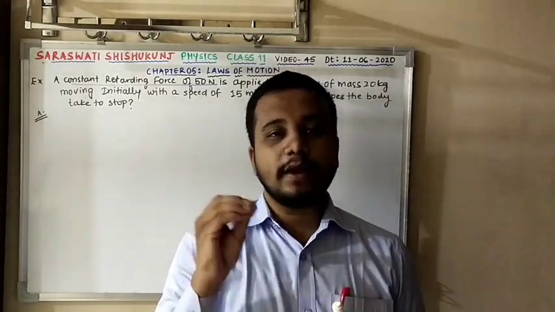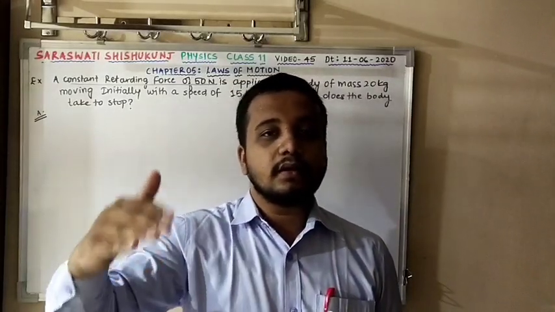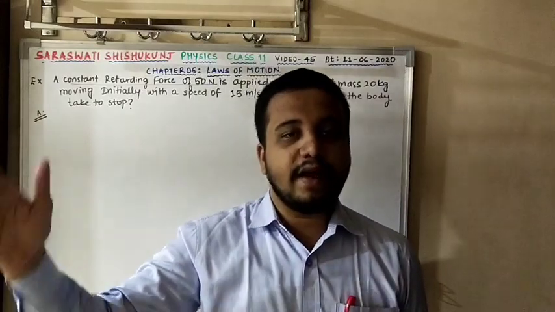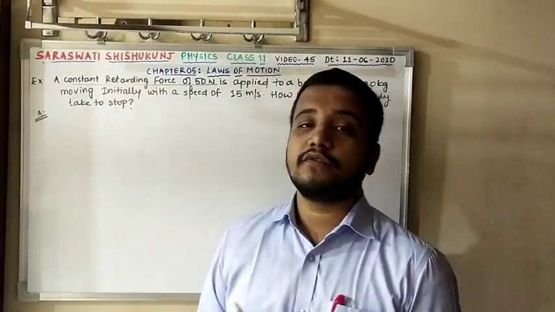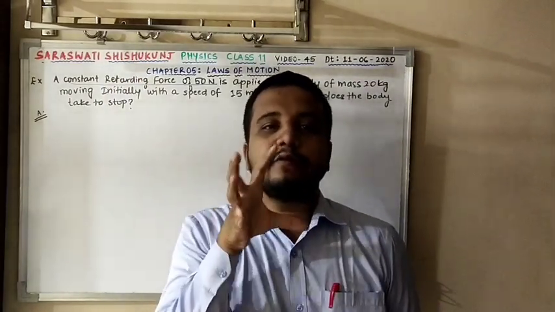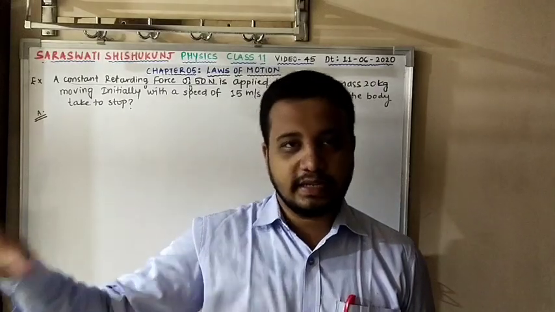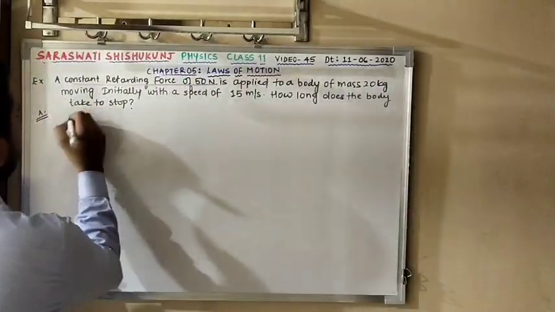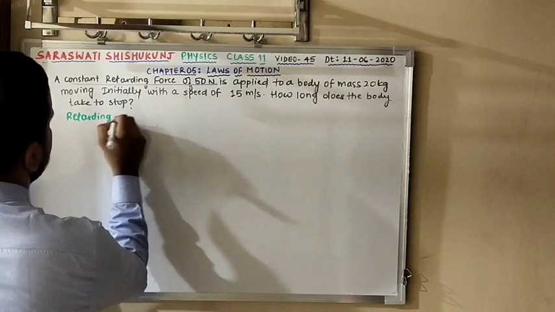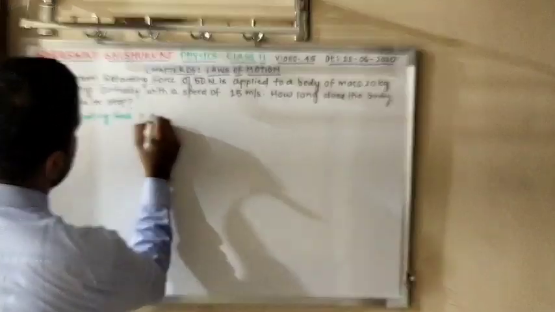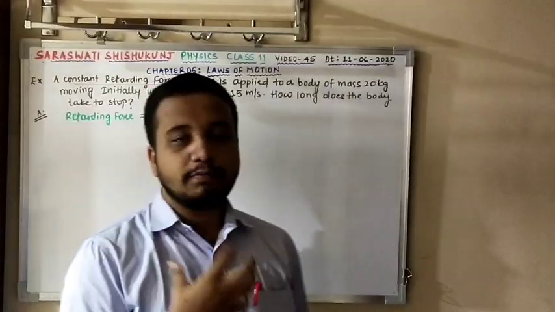So retarding force of 50 newtons gives us an idea that the object is trying to stop, meaning its final velocity is going to be 0. When the word retarding comes, it means it slows down, its velocity decreases with respect to time. So I have the first value with me, the retarding force, which is equal to 50 Newtons.